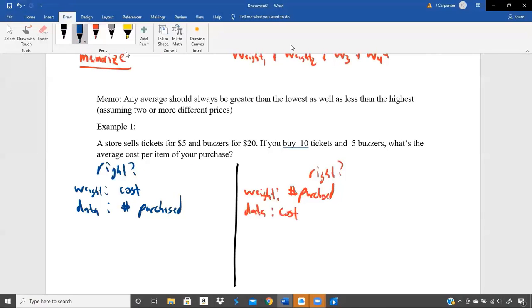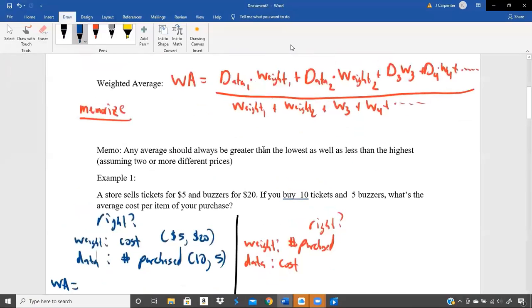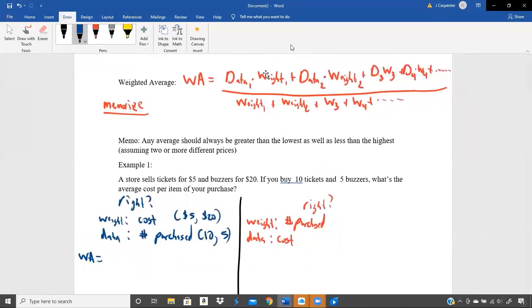All right, so blue version only for now. The weight is the cost and the data is the number purchased. So the costs are the 5 and the 20. And the number purchased in respective orders, the tickets were 10, and then the buzzers were 5. So if you did your weighted average formula with this particular labeling, which I'm not saying is right or wrong yet, here's your formula. You're just taking your data times your weight, plus your data times your weight, plus your data times your weight.